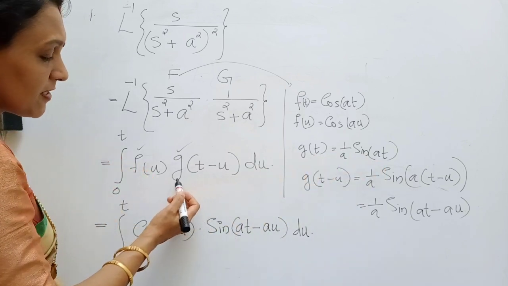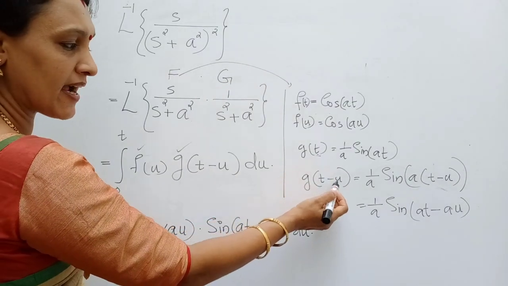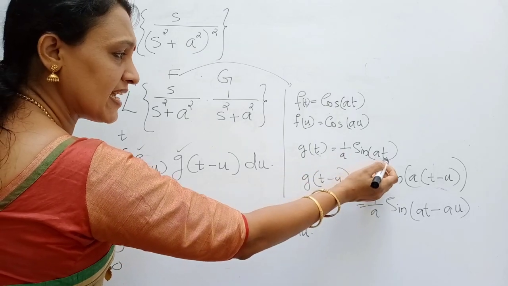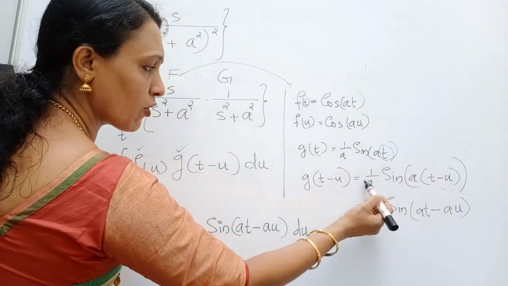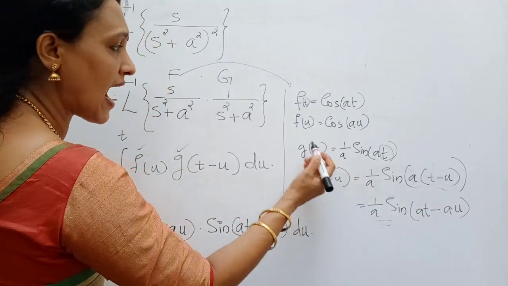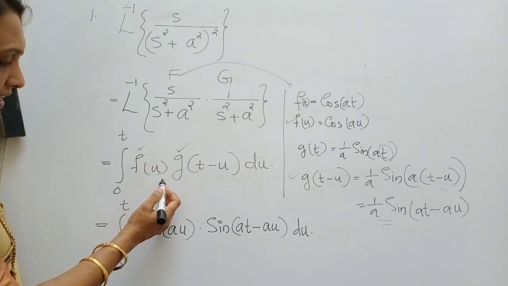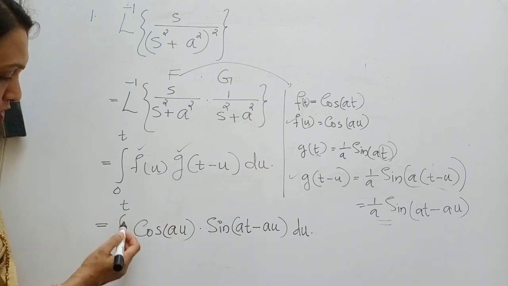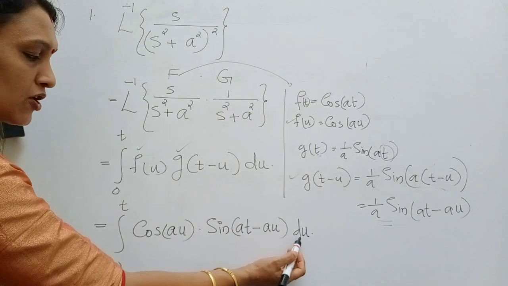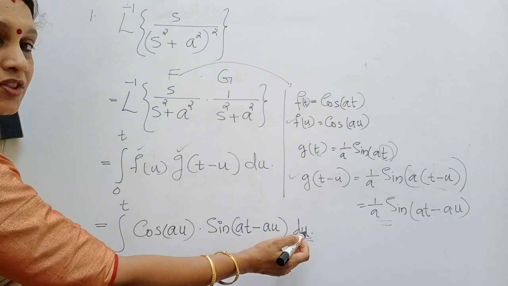But in the integrand, we should substitute g of t minus u, right? Therefore, when you are replacing t by t minus u, it is 1 by a sin a into t replaced by t minus u. Therefore, 1 by a sin of a t minus a u. Okay, so now we have the two functions f and g, and that can be substituted in this integral. Therefore, this becomes integral 0 to t cos a u into sin of a t minus a u into du. Now our aim is to integrate this. Remember, it is with respect to u.